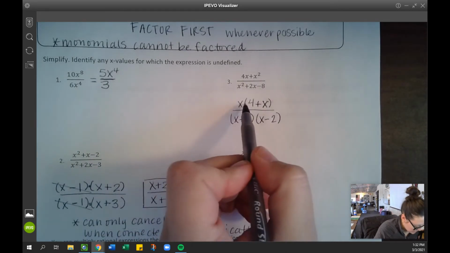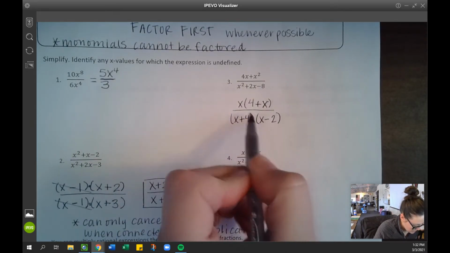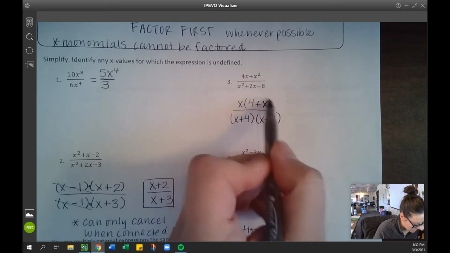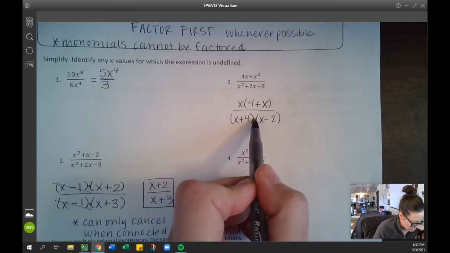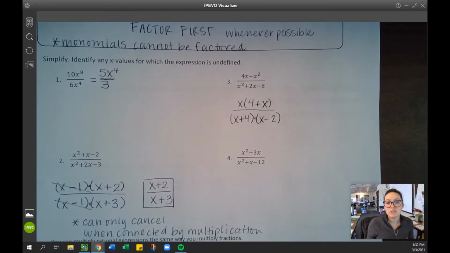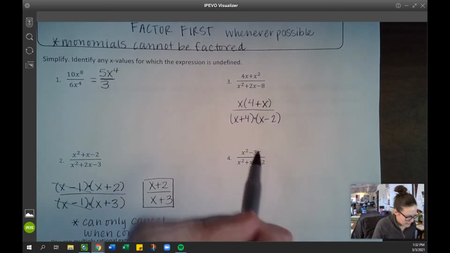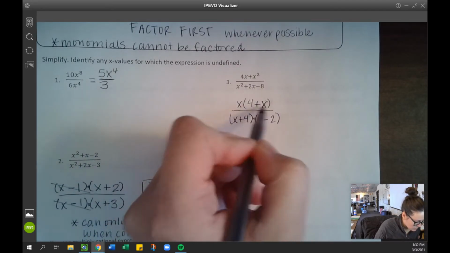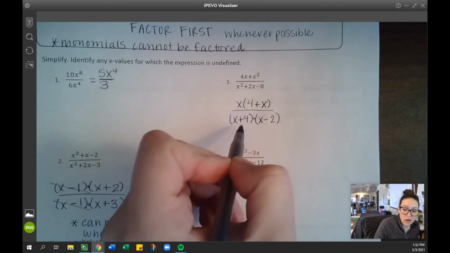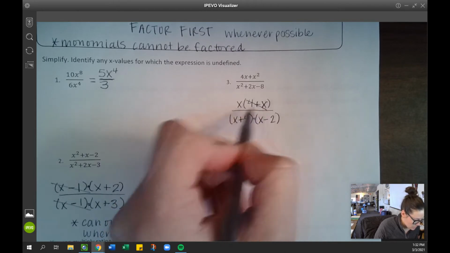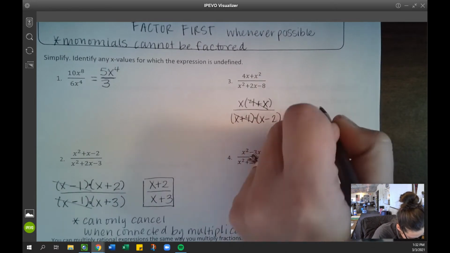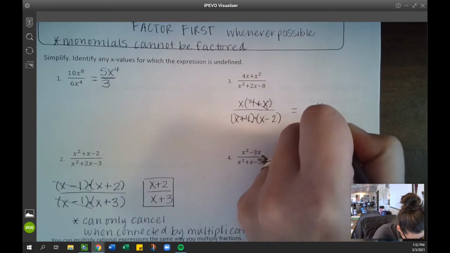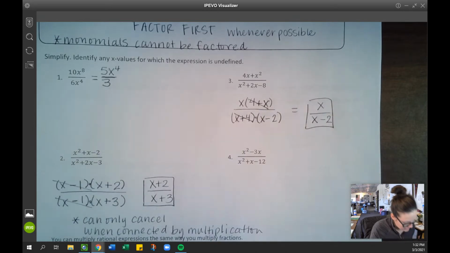Now look, everything is connected by multiplication. This x is being multiplied to this factor here, and these two factors are being multiplied together. So I'm allowed to cancel something out that's in common on both the top and the bottom. And in this case, we have x plus 4 and 4 plus x, which are the same thing. So see ya, wouldn't want to be ya. All right, this simplifies to x over x minus 2. And that's my answer.